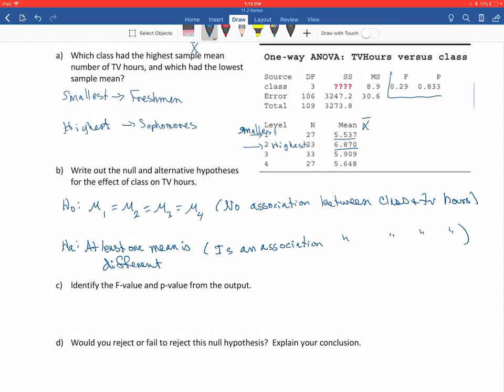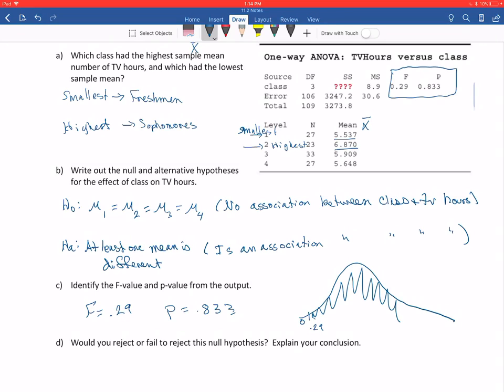Our F and our P value is in a slightly different spot, but I can still find those. So my F is 0.29, my P is 0.833. If I had thought about this one being right skewed with this being 0, 0.29 is very far over here, leaving a lot to be shaded.